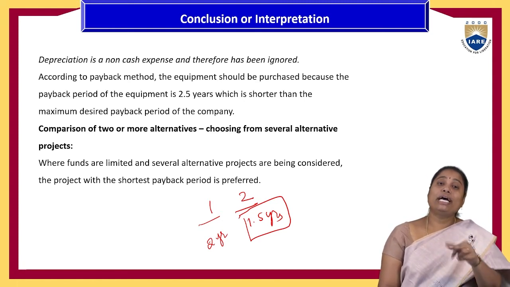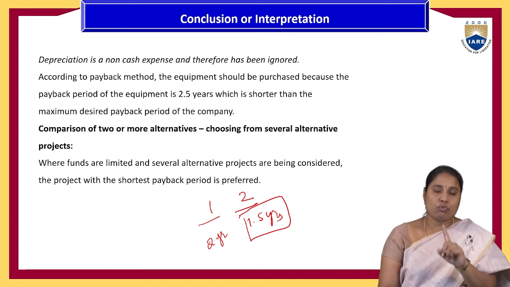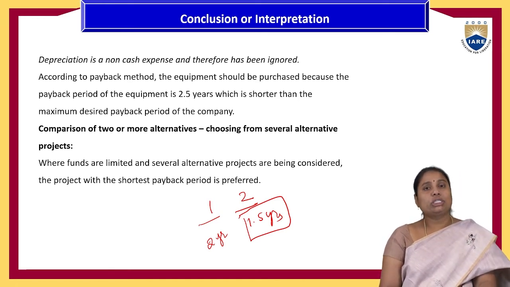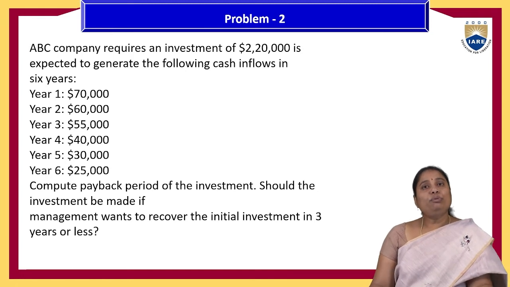If two or more projects are available, and they have to select one or a few of them based on this interpretation or rule, they will choose the best project for their investments. Some more problems we will see.